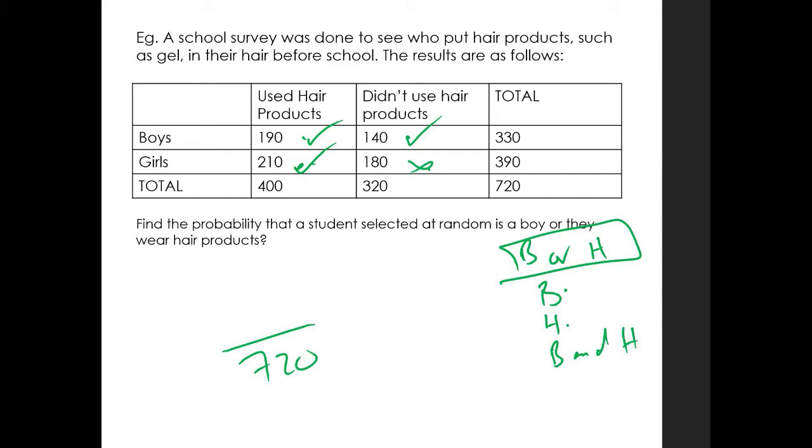This one's a cross. It's a girl who doesn't use hair products, so I don't have either of them. I needed at least one of them. I don't have either of them, and so I do not include the 180. So in the numerator, I'll get 190 plus 140 plus 210, and that'll be my numerator. And as usual, unless it's a conditional question, the denominator is 720.